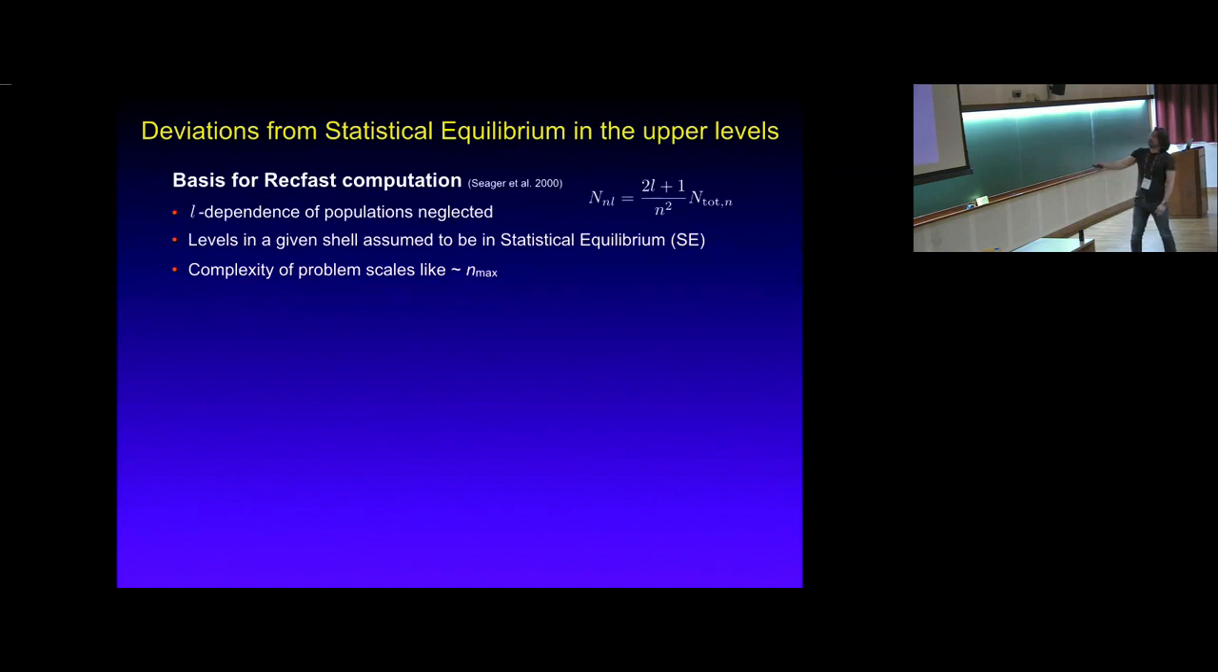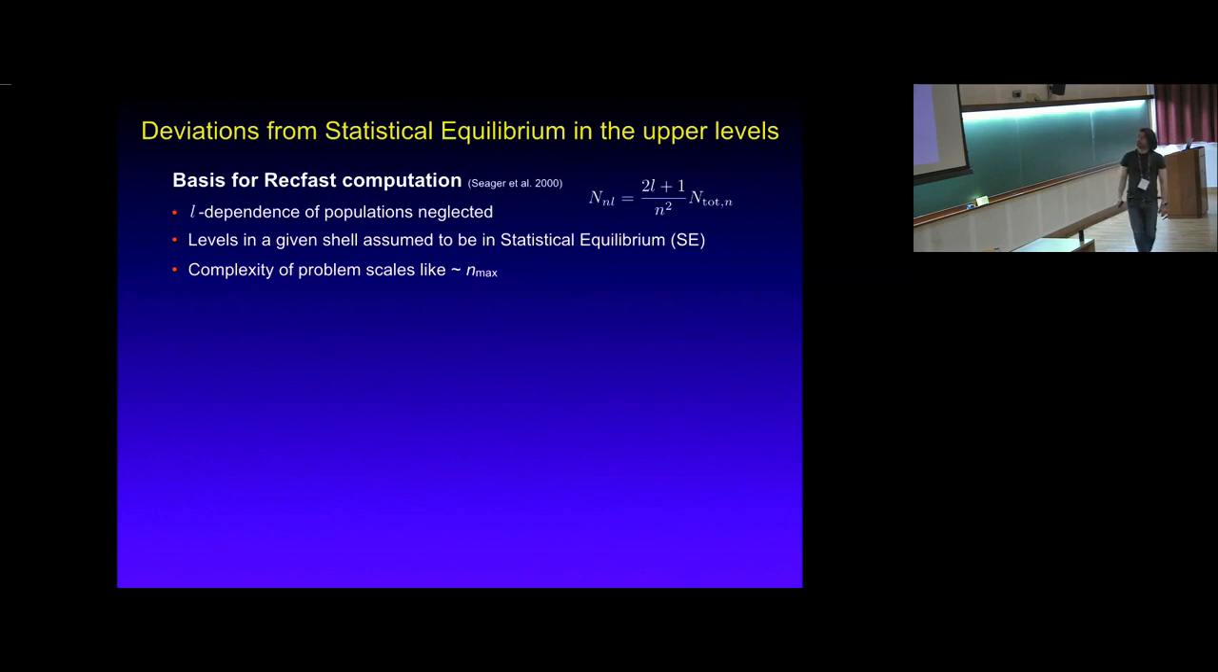The standard assumption, and that's what RecFast basically did, is that the sublevels in one shell are given by the statistical equilibrium expressions, where you have just a statistical weight of 2l+1 divided by n squared for the level. So you can assign one total population to the second shell, third shell, fifth shell, 100th shell, 300th shell, and just populate the sublevels in this way.